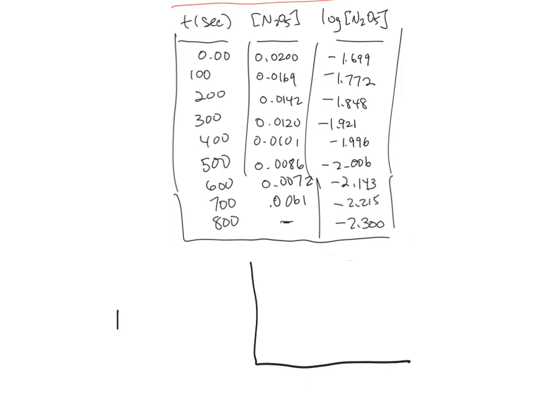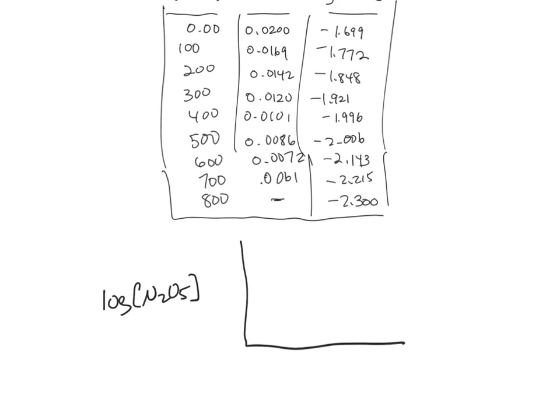So we're going to plot the logarithm of N2O5 versus time in seconds. So we have here, we're going to go to 800, 0, 100, 200, 3, 4, 5, 6, 7, 800, like that.